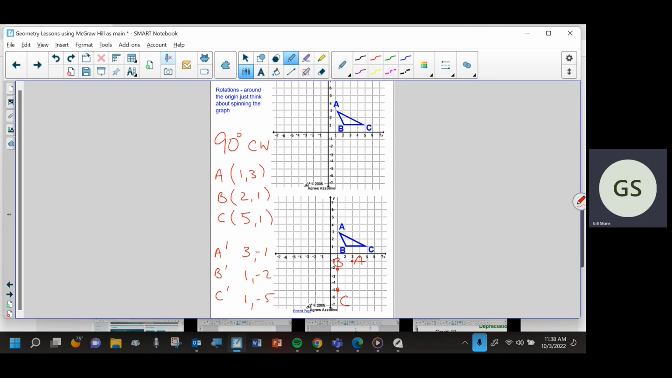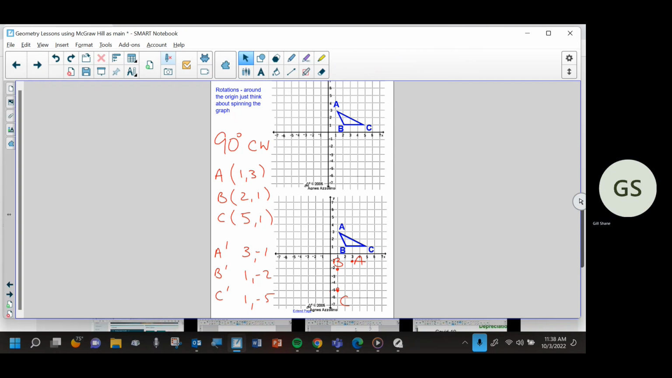Now I will say, a 180-degree rotation has a pretty easy shortcut. I'm going to give you the formulas for all of them. I don't think you can memorize them. Maybe. I'm just not big on memorizing.